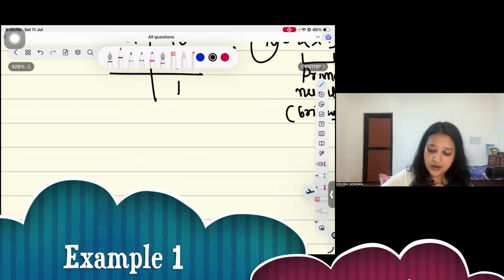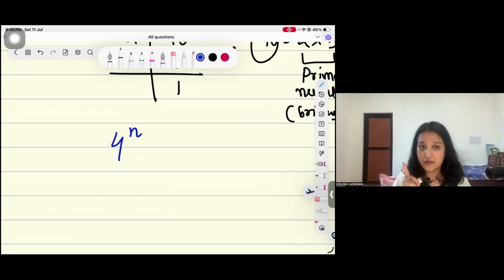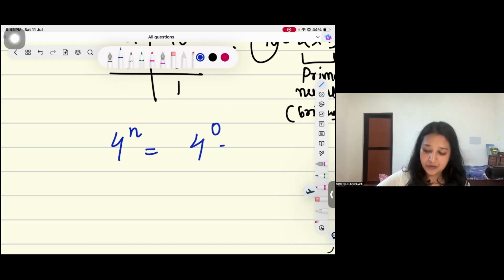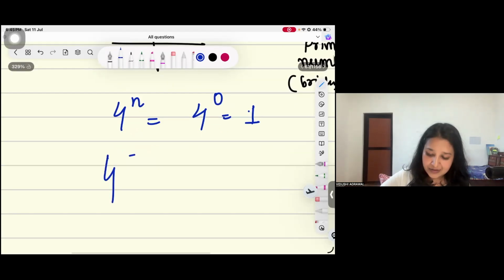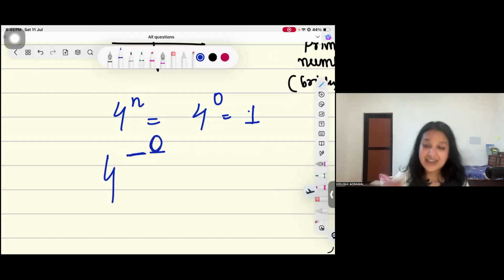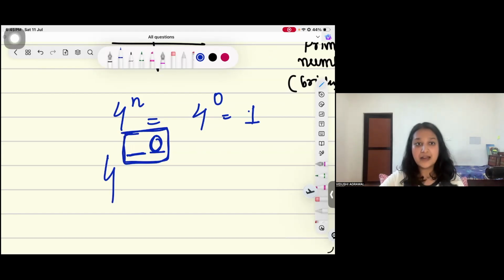Example number 1 says, consider the numbers 4 power n, where n is a natural number. Careful. Check whether there is any value of n for which 4 power n ends with the digit 0. The first mistake people make is taking the power as 0, and anything power 0 is 1. Nope. The question is saying ends with the digit 0, meaning 4 power n should end with 0. So they are saying check whether there is any value of n where the power ends with 0 or not.